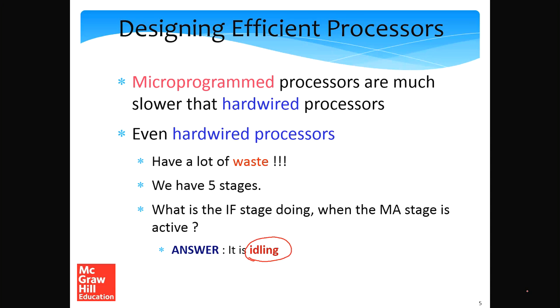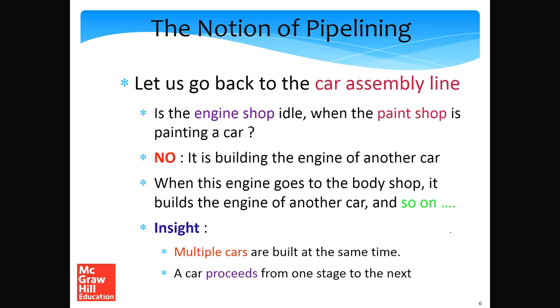So this tells us that if there are 5 stages, only one of the stages is active at any instant of time. These are the 5 stages, and only one of these stages is active at any point of time. If this one is active, the rest of the stages are not doing anything. And this to us represents a source of inefficiency, which if removed can possibly give us more performance. So let's look at the notion of pipelining.